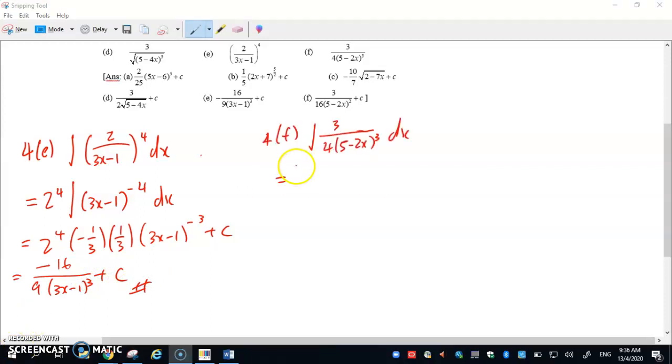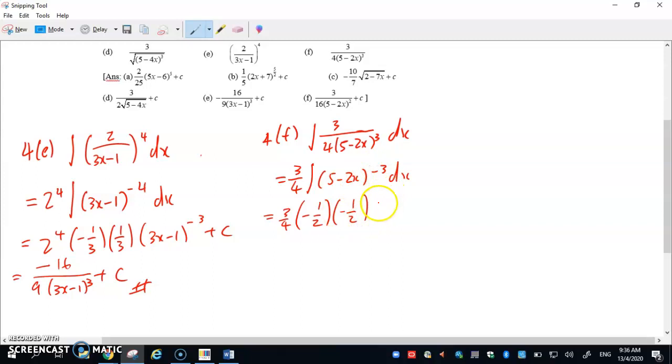Alright, now for 4f, you want to get 3 quarter. Okay, great. 5 minus 2x to the power minus 3 dx over here. Okay, and then finally what you get is simply minus 3 plus 1 is minus 2, so you get 3 quarter, minus half. And you have to multiply by minus half again because of the chain rule. So 5 minus 2x to the power minus 2 plus c.